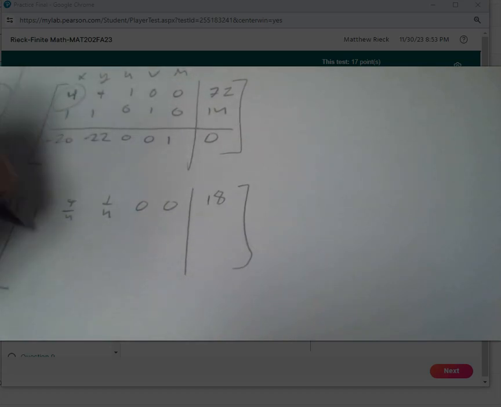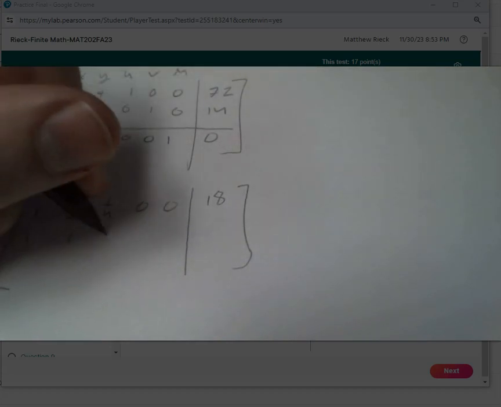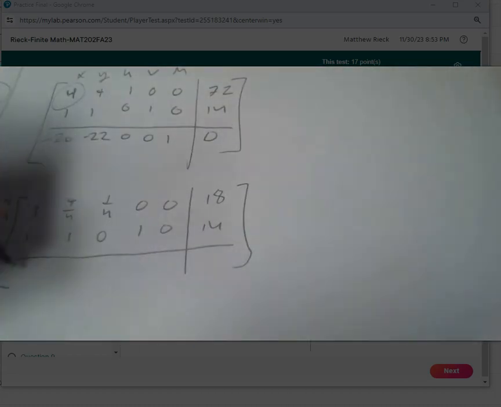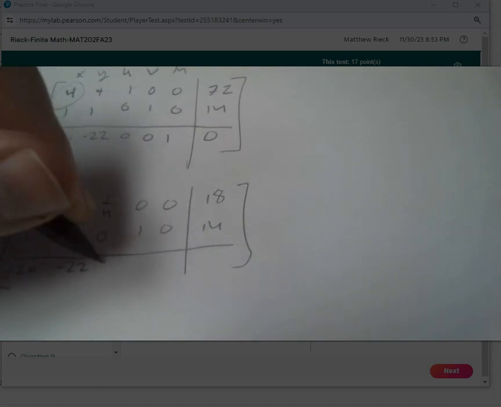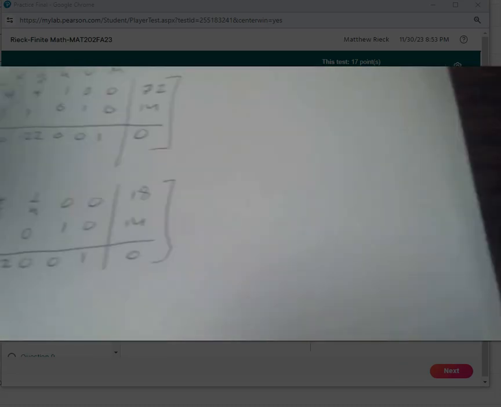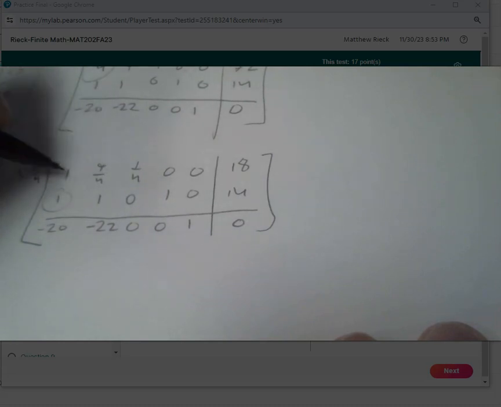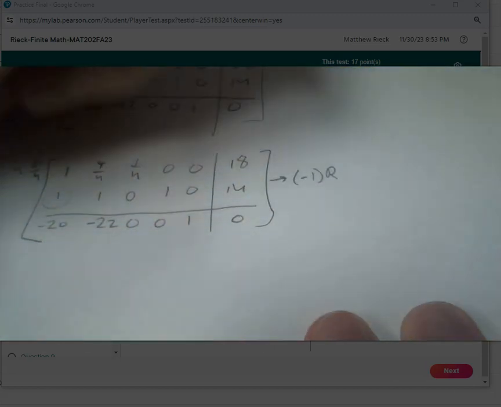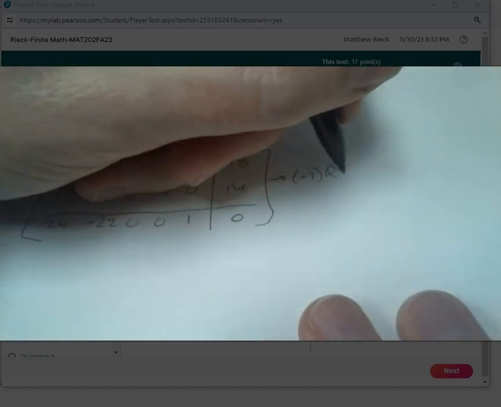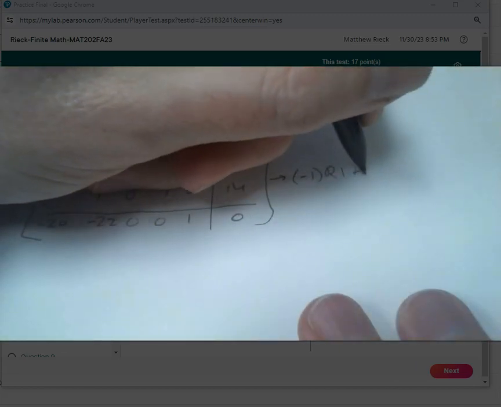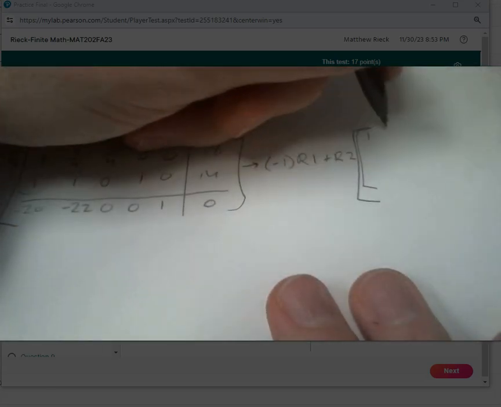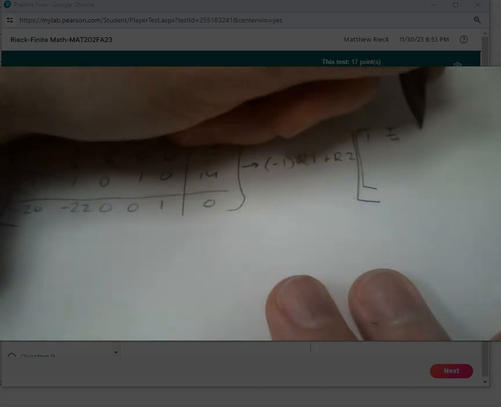All right, and then we want to get a 0 everywhere else in this column. Again, I like doing this step by step, that way I don't get ahead of myself. So I want to get a 0 in this entry here. To do that, I'm going to take -1 times row 1 plus row 2. In this case, the first row is going to stay the same for each of these. So the first row is done.